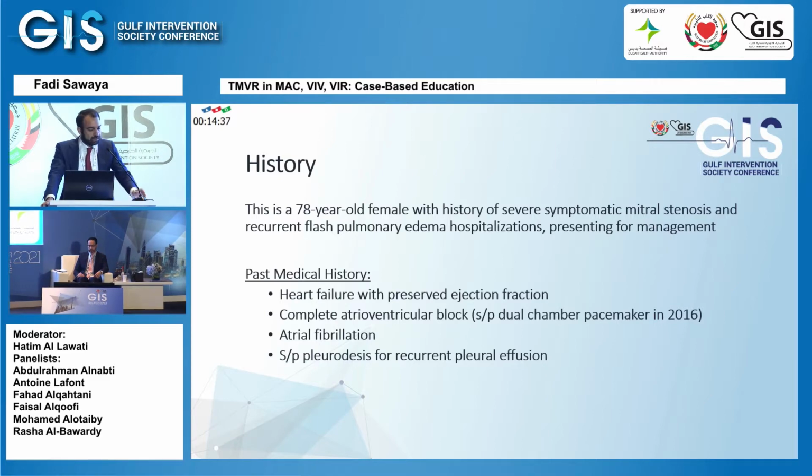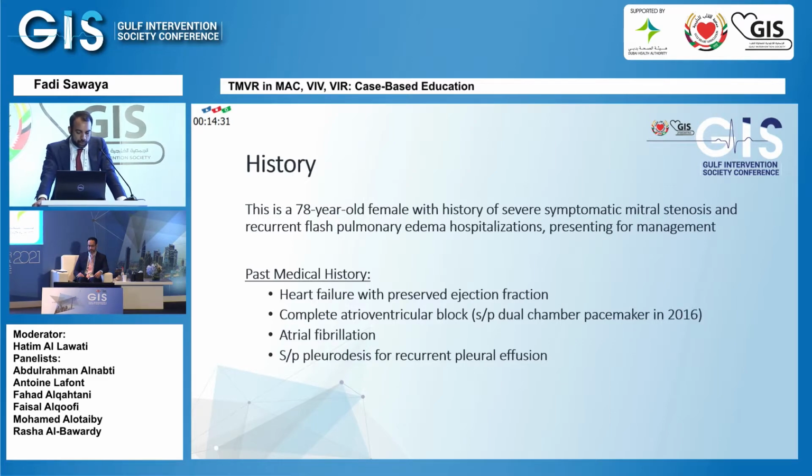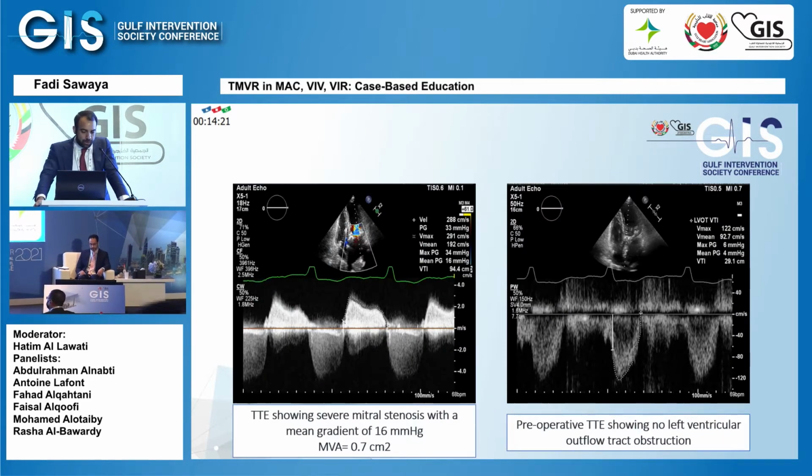Her past medical history was significant for HFpEF. She had complete heart block, for which she had a dual chamber pacemaker. She had chronic atrial fibrillation, and because of her recurrent admission with heart failure, she had recurrent pleural effusion that required pleurodesis. This is her echo.